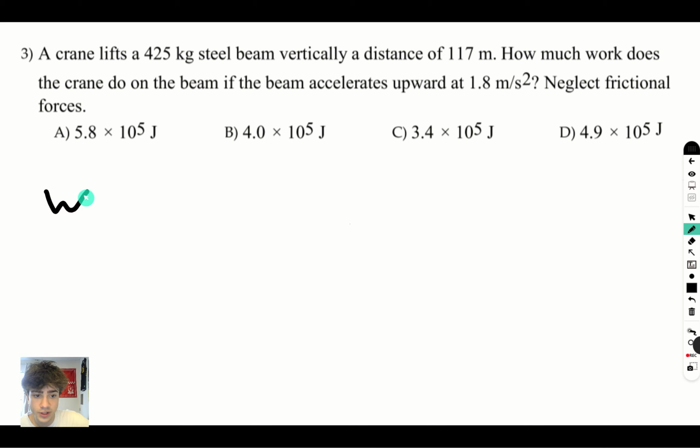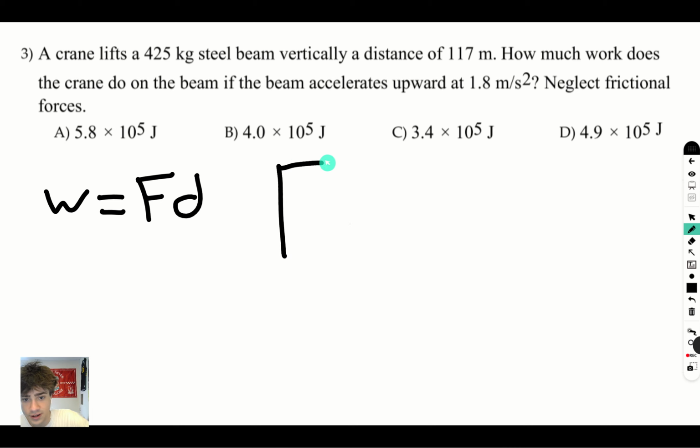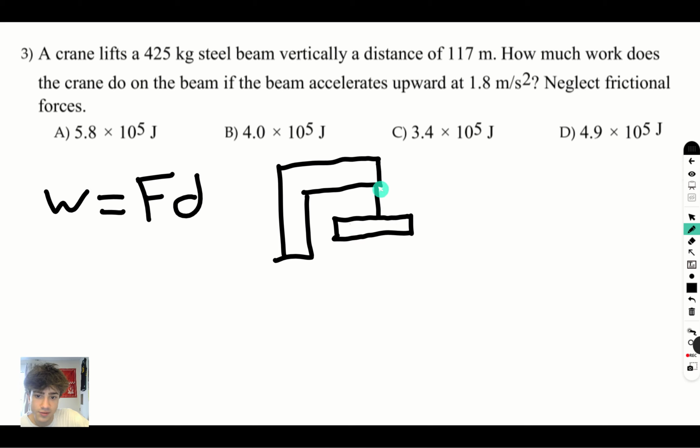Alright, so let's just remind ourselves of a few key concepts before we dive into the problem. We know that work is the force that is being applied to the object times the distance that the force is being applied for. And additionally, let's draw our free body diagram. Here we have a crane, here we have the steel beam, and here we have our rope that's going to be bringing the steel beam upward.